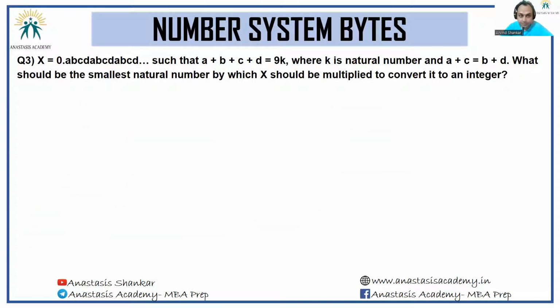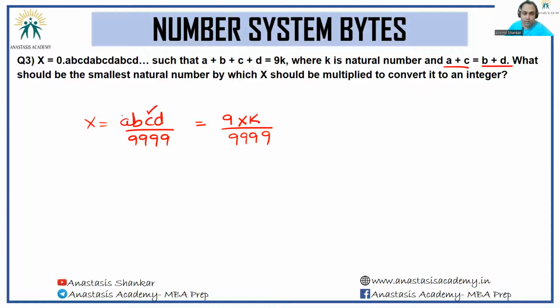Moving on. Question 3. X is equal to 0.ABCD ABCD ABCD. First thing you should be able to see is X is equal to ABCD divided by 9999, such that A plus B plus C plus D is equal to 9K, which would mean ABCD is a multiple of 9, 9 into K by 9999, where K is a natural number, and A plus C is equal to B plus D.